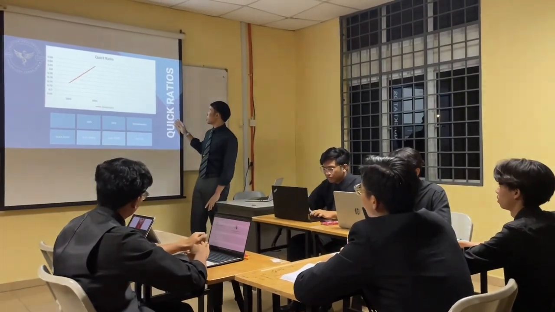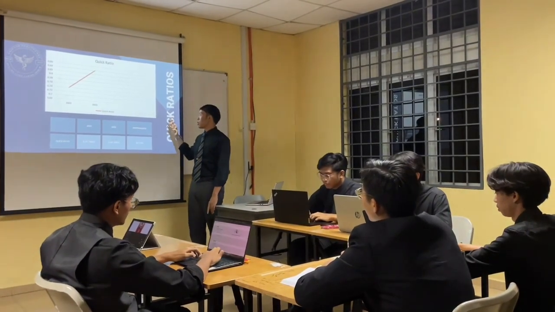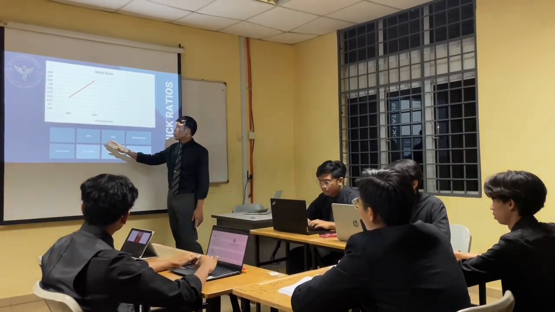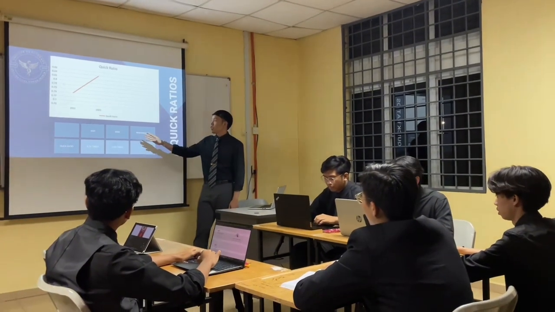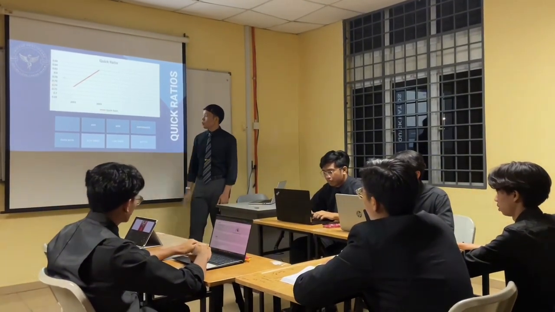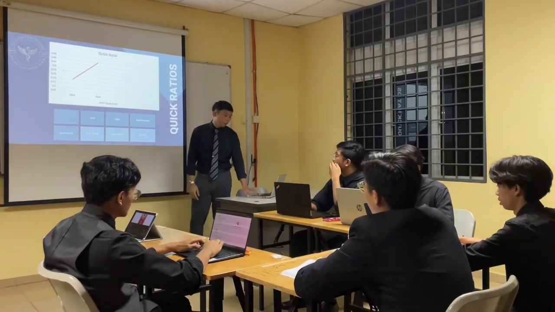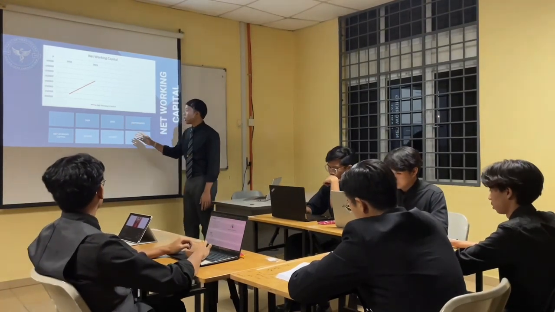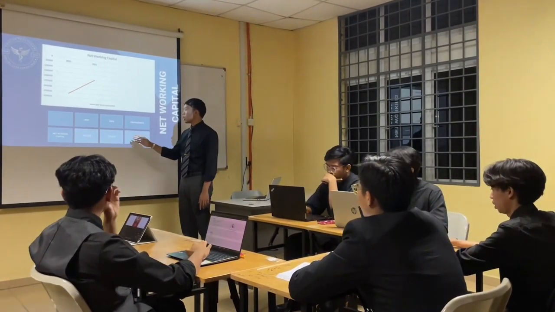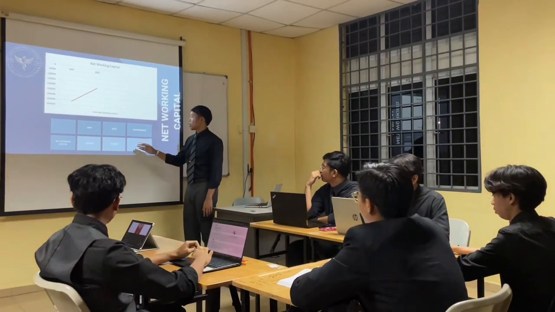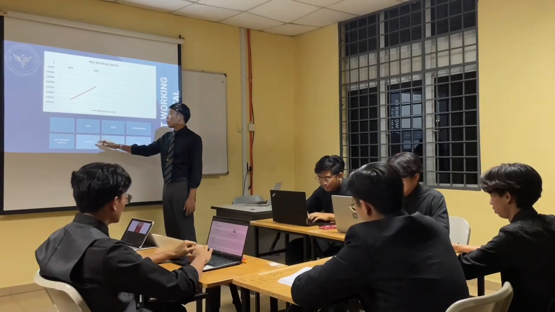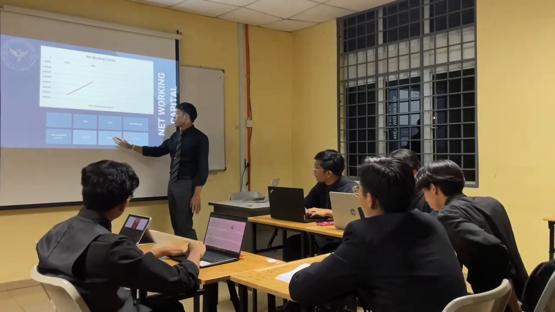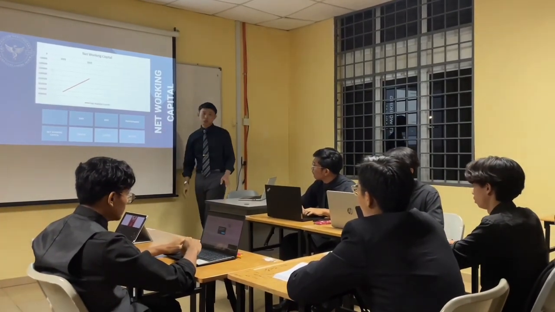Our next ratio is the quick ratio. Same as our previous ratio, we have a better performance than the previous year. In 2021, we get 0.74 times. Then in 2022, it is 0.84 times, which is a better performance than the previous year. Next, our net working capital. In 2022, we have a negative 202,087. Then in 2021, we have a negative 361,488. So we have a lesser negative amount than the previous year, so our performance is also better.